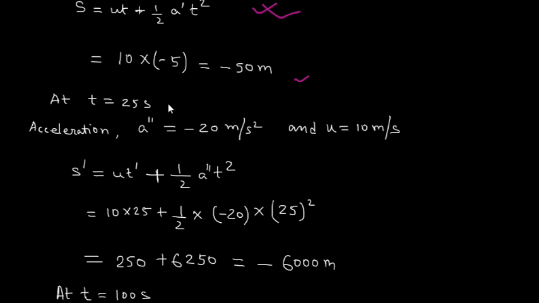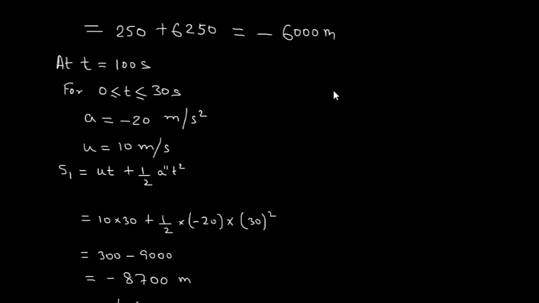At t is equal to 25 seconds, acceleration a double dash is equal to minus 20 meter per second square, u is equal to 10 meter per second. So equation of motion s is equal to ut plus half a double dash t square. Put the values, we get minus 6,000 meter. So distance is equal to minus 6,000 meter.